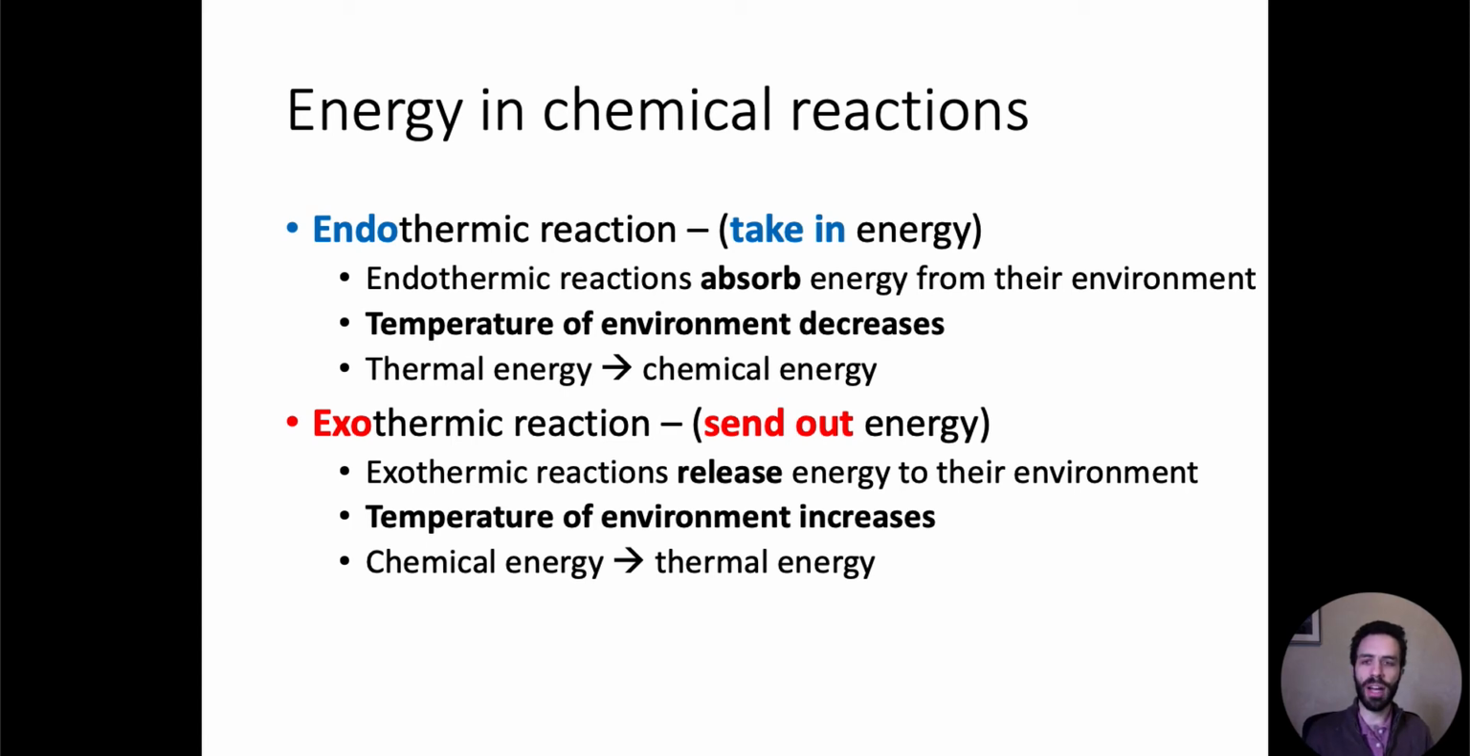The opposite process is an exothermic reaction. Exo means send out or outside. So exothermic reactions release energy to the environment so that the temperature of the environment increases. That means that chemical energy is converted into thermal energy. So both of these types of reactions describe how energy flows in chemical reactions, either being absorbed or released.